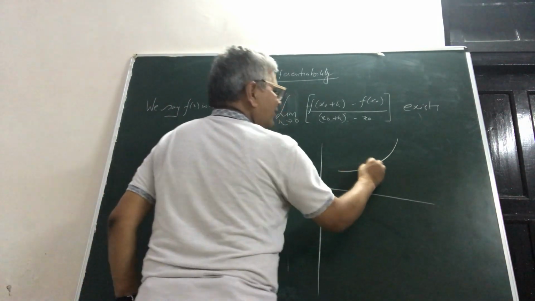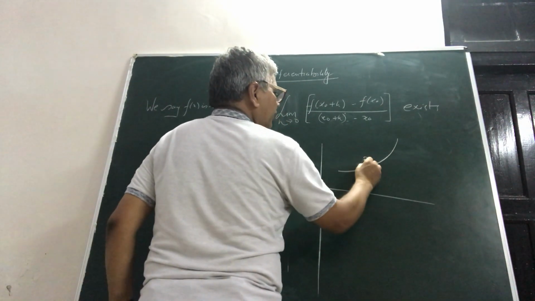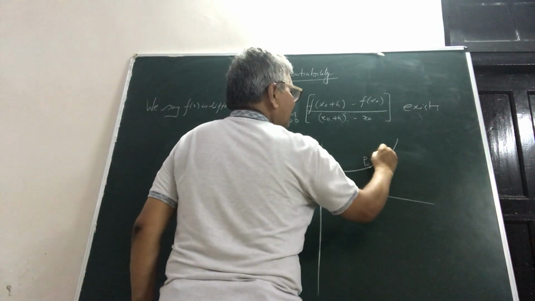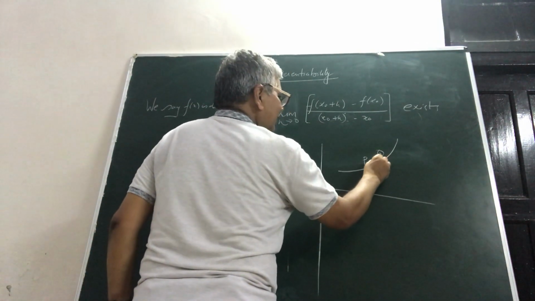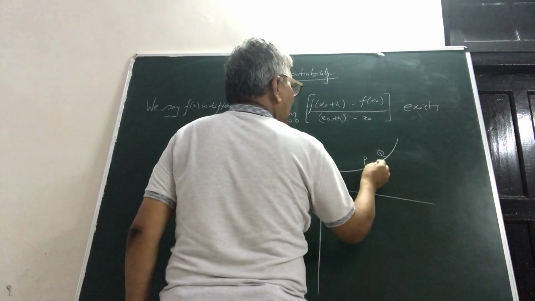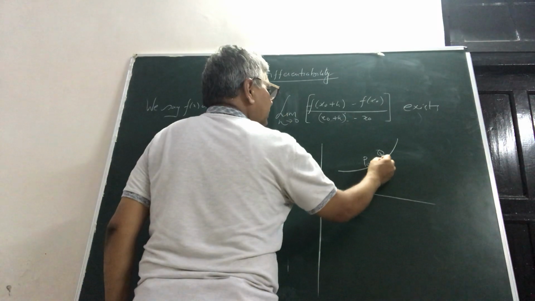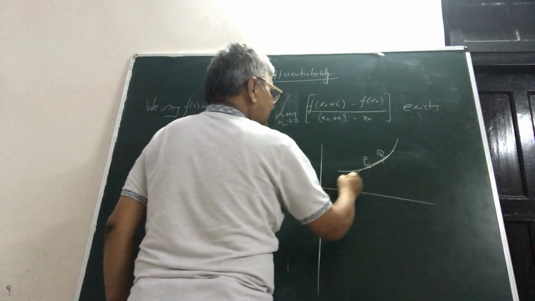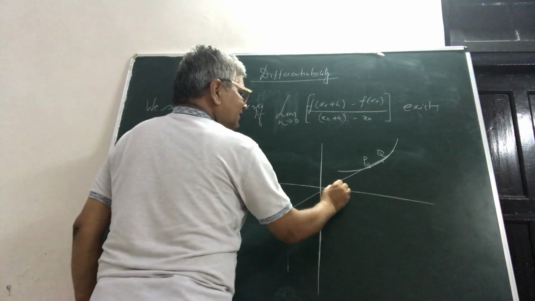Suppose at this point I have to draw the tangent at the point P naught. Then what will I do? I will take a point Q, and then I will join PQ by a straight line. Then this line PQ will be like this. Then the slope of this line is say theta.